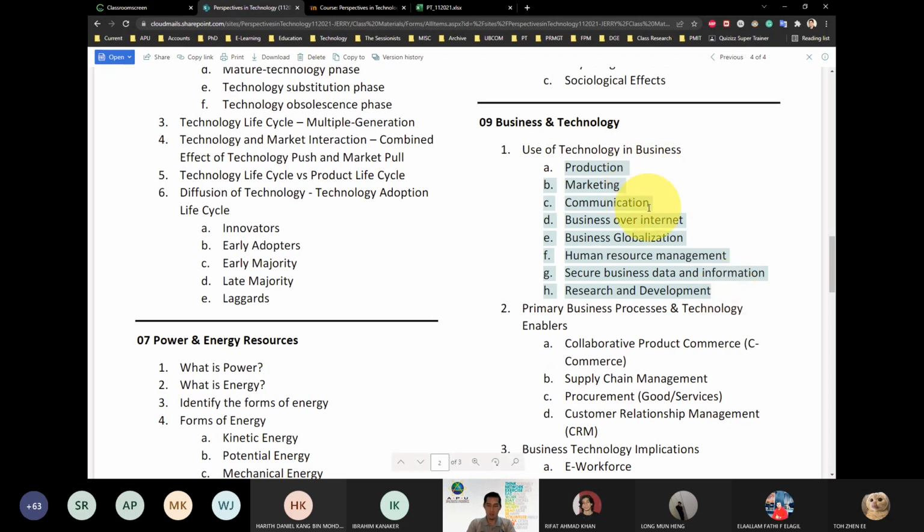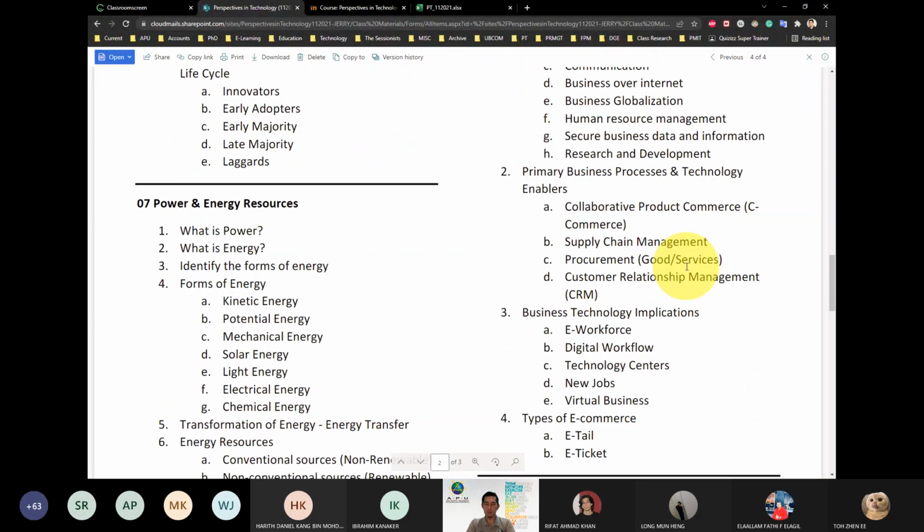And the different examples can apply in relation to what aspects are you talking about? If it's about production, what does it do? Does it increase production? Does it help to reduce the level of errors in production? So those are the ones that you need to take note of. Marketing, so what has technology done there? Communication, business over the internet, which is essentially e-business, e-commerce, business globalization, how has technology helped with that as well?